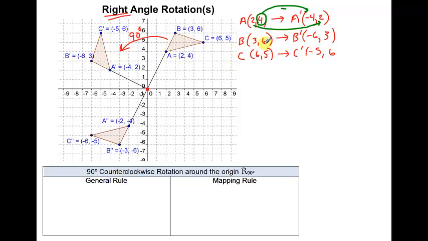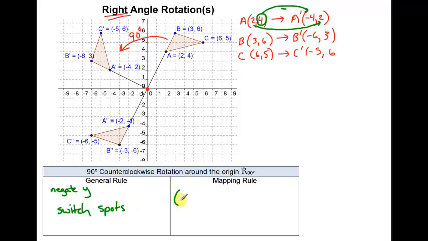Did the same happen with B? Yeah, we'll take a look. 6 was the Y coordinate, and now it's sitting in the front as the X coordinate, and the sign's changed. And that 3's moved to the back as the Y coordinate. So that happens all along the way. So as a general rule, what we're going to do is we're going to negate the Y, and then we're going to switch their spots.